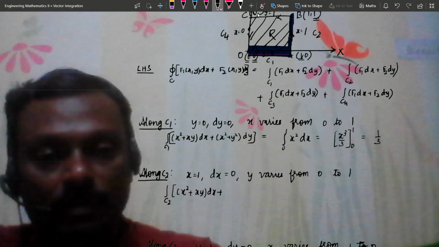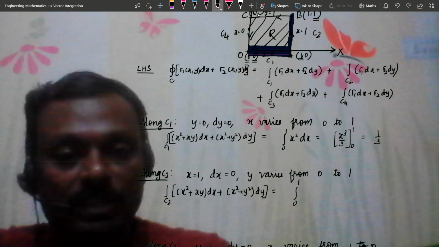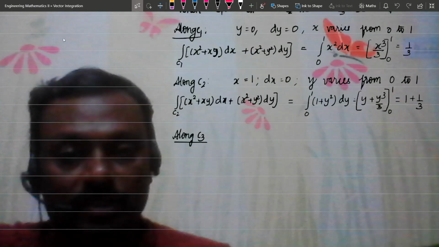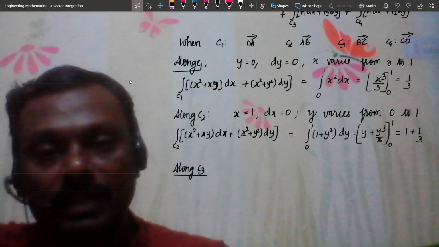And so the integral over C2 of the given integrand takes the form: wherever x comes put 1, replace dx by 0 and retain y and dy. Okay, there is a mistake, we give x equal to 1, so x squared becomes 1 and y squared remains as y squared, so it is the integral of 1 plus y squared dy. Integrating we get y plus y cubed by 3 between the limits 0 to 1, so it is 1 plus 1 by 3.